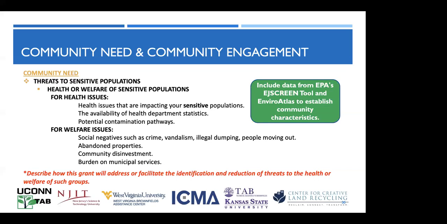For welfare issues, you want to think about social negatives such as crime, vandalism, illegal dumping, people moving out of the area, so loss of population, abandoned properties. You want to think about community disinvestment. You want to think about burden on municipal services. And don't forget that not only do you need to list this, you need to describe how this grant is going to address or facilitate the identification and reduction of threats to the health or welfare of such groups. And again, as Scott mentioned earlier, as much as you possibly can, if you can use the EPA's EJ screening tool and Enviro Atlas to establish those communities' characteristics, we recommend that you do so.